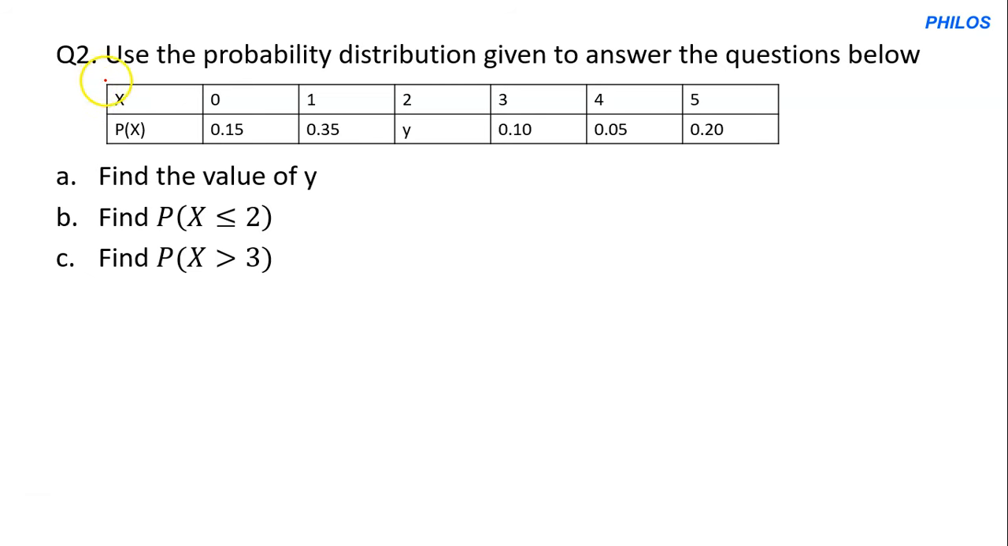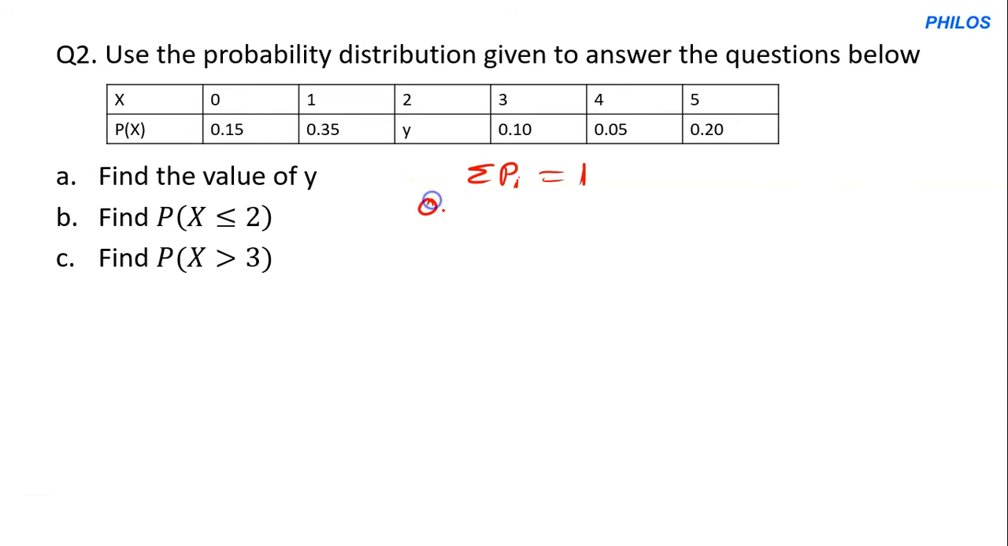Question 2 says, use the probability distribution given to answer the questions below. So we have this probability distribution. Question A says, find the value of y. Now, to find the value of y, it is important to know that the sum of all the probabilities should be equal to what? 1. So if that is the case, it means we should add these various probabilities and equate it to 1.